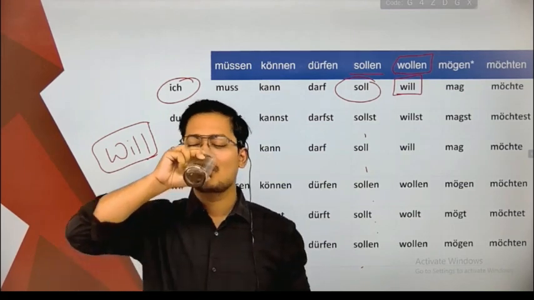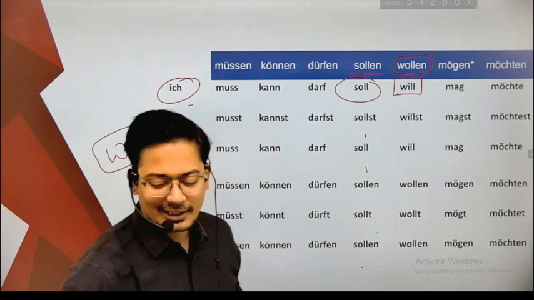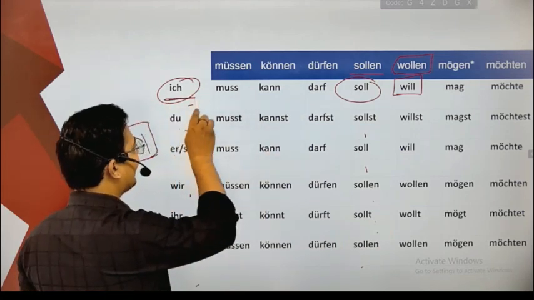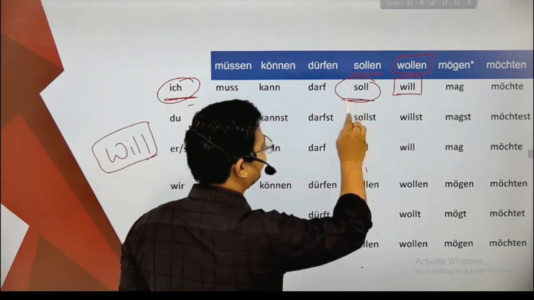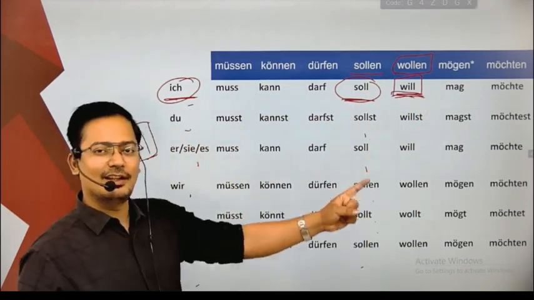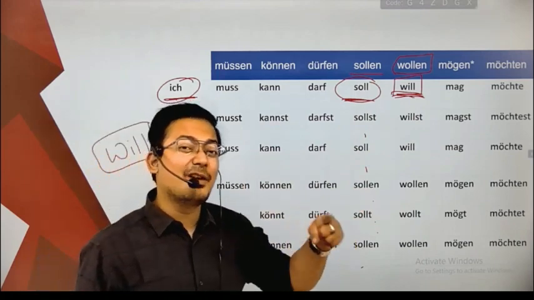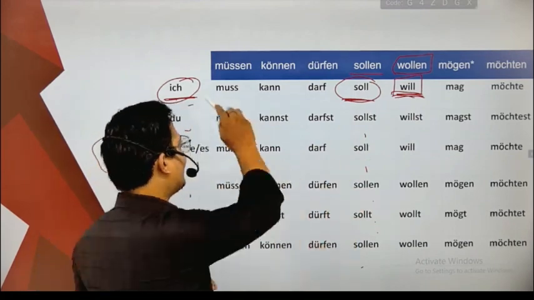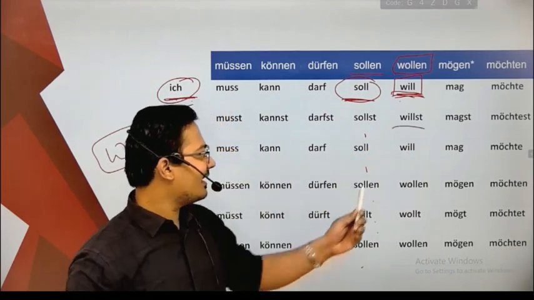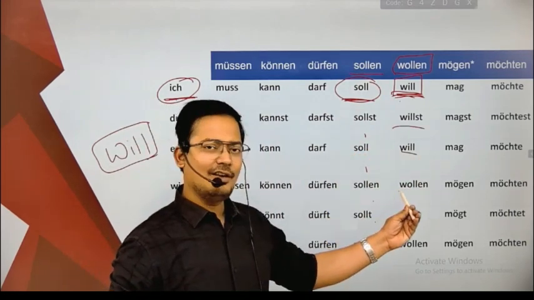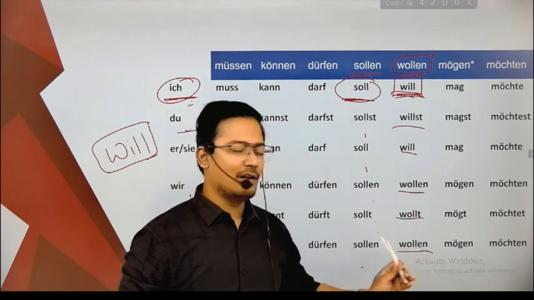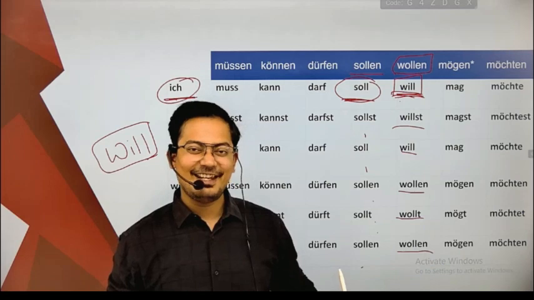Okay, let me drink as well. Ich will, because the subject is ich, so will. According to the subject, the verb comes. Ich will, du willst, sie will, wir wollen, ihr wollt, sie wollen.